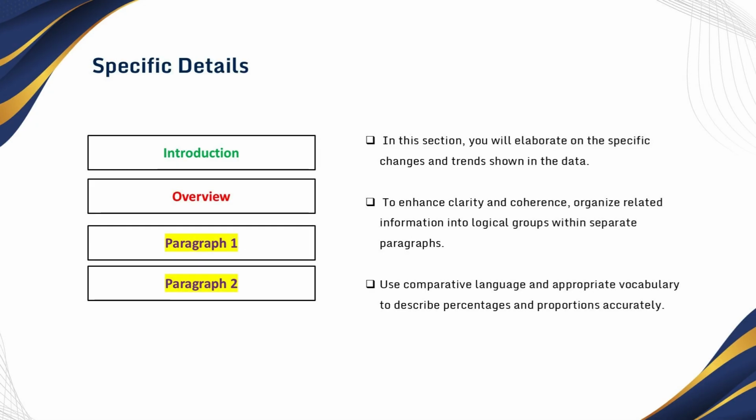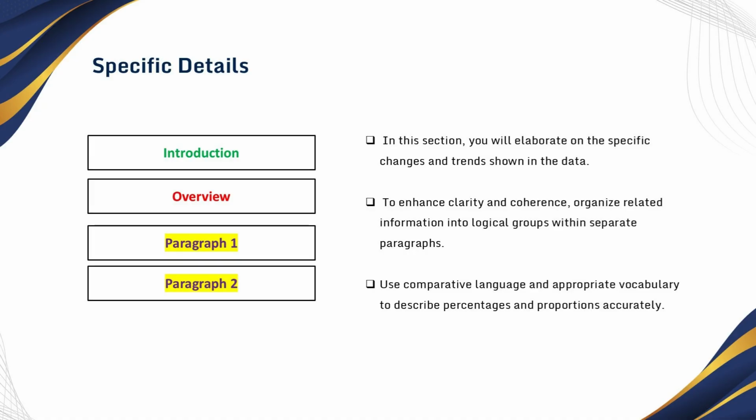Now, move into the details. This is where you show off your vocabulary, precision, and ability to compare. But here's the trap many students fall into. They list every number like a robot: A is 30%, B is 25%, C is 20%. And then they lose the examiner completely. Don't do that. Find patterns. Make connections. You're not listing, you're comparing, contrasting, and explaining.